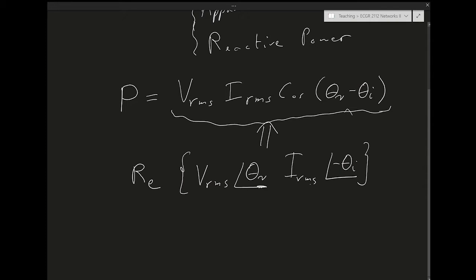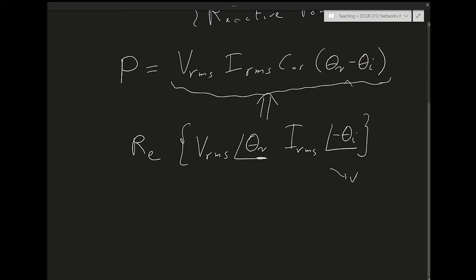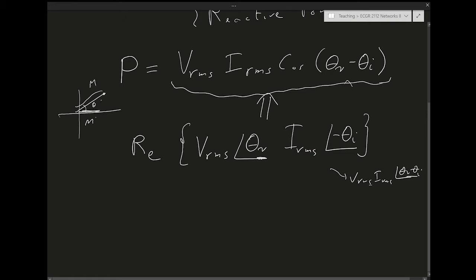Take this expression, which is just VRMS IRMS at angle theta V minus theta I. This is a complex number, and take its real part. Its real part is just the magnitude times the cosine of the angle. If I have a complex number with this angle and this magnitude, then the real part is just m cosine theta. It's just a projection on the real axis. So I didn't do anything. I just rewrote this expression in this way.